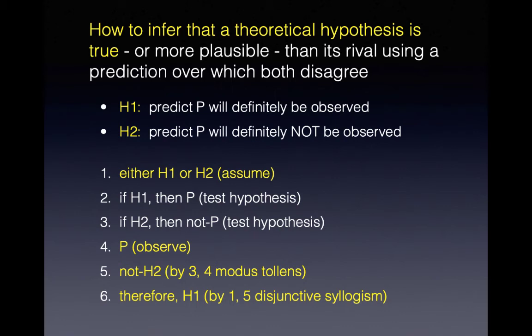But the idea is that we would accept H1 over H2 because H1 predicted something we would see and predicted something we wouldn't see. If the guy was having a heart attack, we wouldn't expect to see a normal EKG, right? So this prediction of the normal versus erratic EKG allows us to eliminate one of the hypotheses.